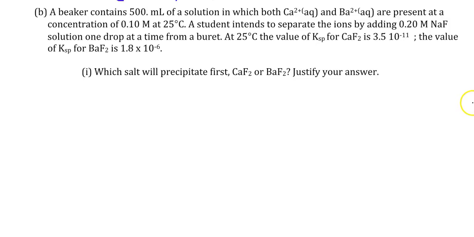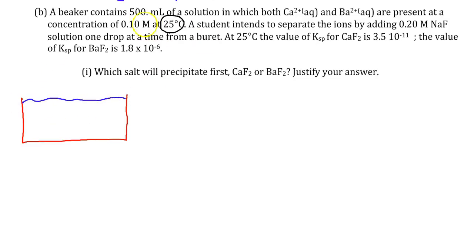Essentially what we're going to do here is it contains 500 milliliters of a solution in which calcium and barium are present at a concentration of 0.1 at 25 degrees. Notice they're giving you the same temperature. They have to let you know that the KSPs are staying constant. Again, if you don't know what you're doing, draw yourself a container. So we've got a beaker.